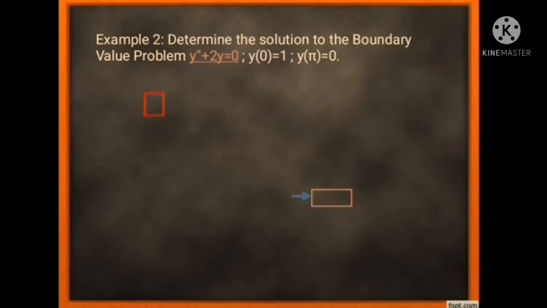Good day, I am Florian D.M. Daan. This is example 2 about boundary value problems. Determine the solution to the boundary value problem y'' + 2y = 0. We're given two boundary conditions: y(0) = 1 and y(π) = 0.